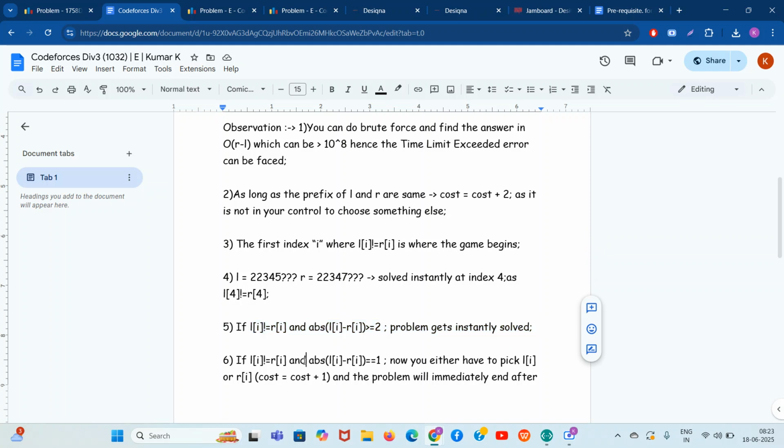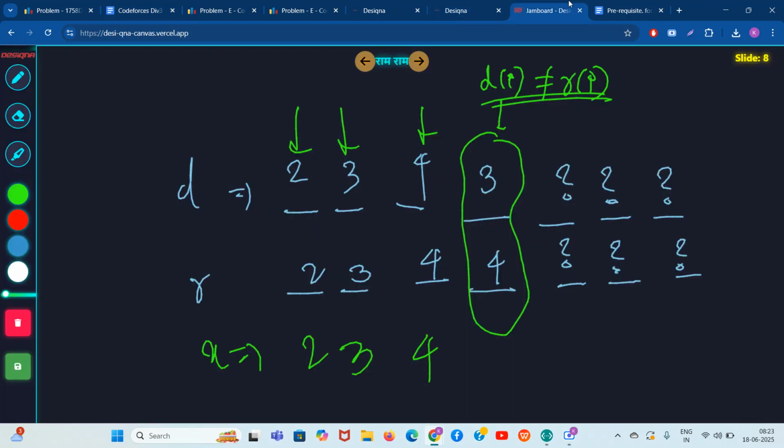But what if their absolute difference is just 1? Now you either have to pick Li as your X of I or Ri as the X of I, and cost will be added as 1. But what about the future? What if after this number was 6, or this number was 5, and this number was also 5? Then what would you do?